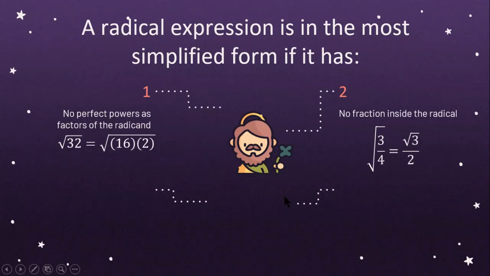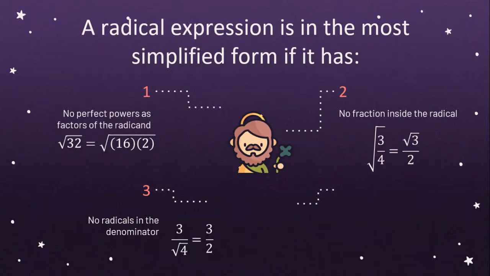And then the second criterion, there are no fractions inside the radical. So if you have seen any denominator inside the radical sign, you need to simplify it more. And then the number three, no radicals in the denominator. If you have seen a radical sign on the denominator, you need to simplify it more. And then the last criterion, you have no doubt about your answer. Yes, of course, you need to be confident with your answer.